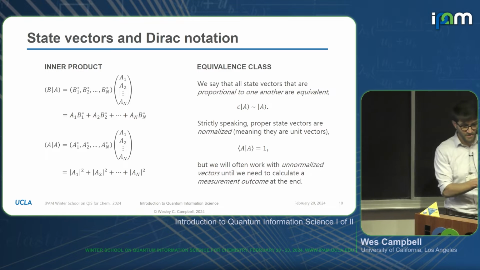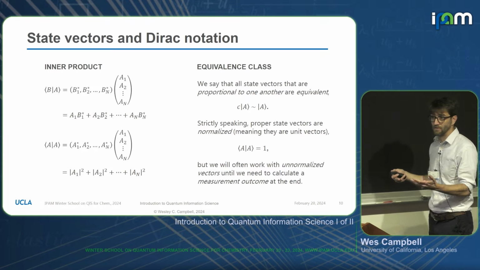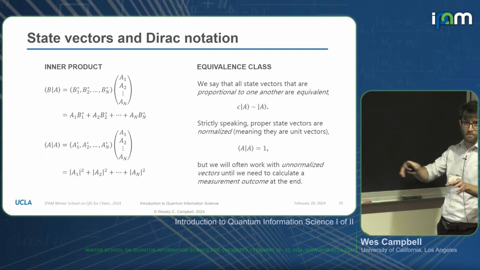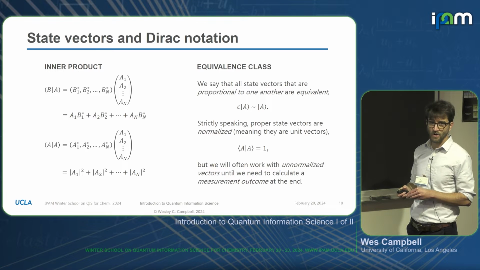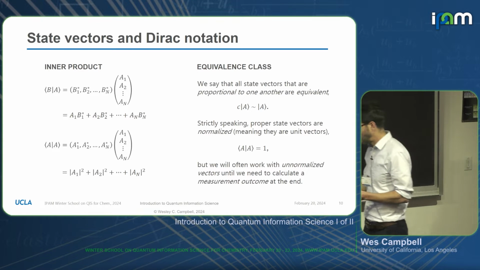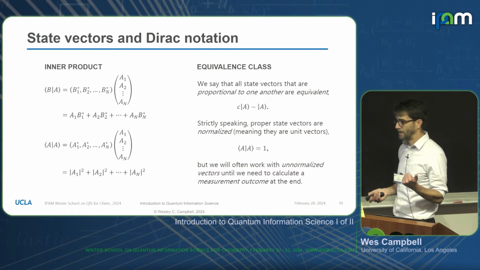These global phases only matter when they're not actually global, which sometimes will occur. Sometimes you might split a wave function into two parts and then you do things with one half of it and not the other half, and you want to keep track of things then. But for the most part, we're going to say that those phases are not accessible via experiment.